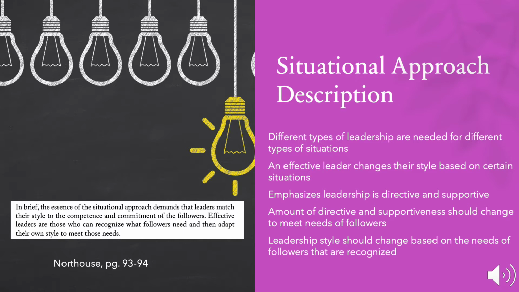This says that the amount of directive and supportiveness should change to meet the needs of followers, and leadership style should change based on the needs of followers that are recognized. This basically says that you as a leader should recognize what your followers need and change your style of leadership based on what they need in the direction of either directiveness or supportiveness.